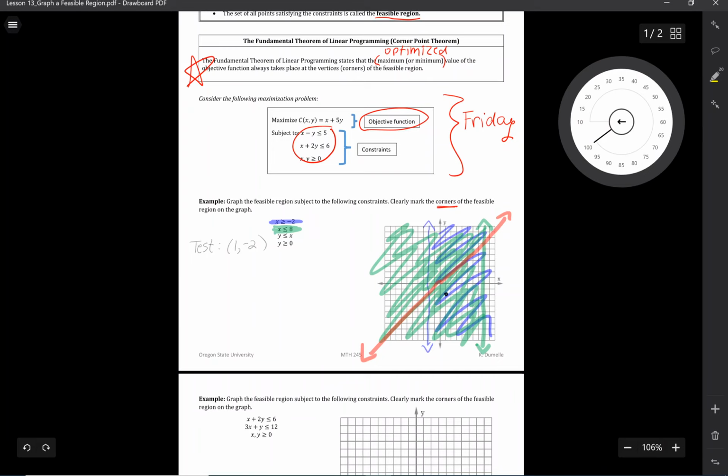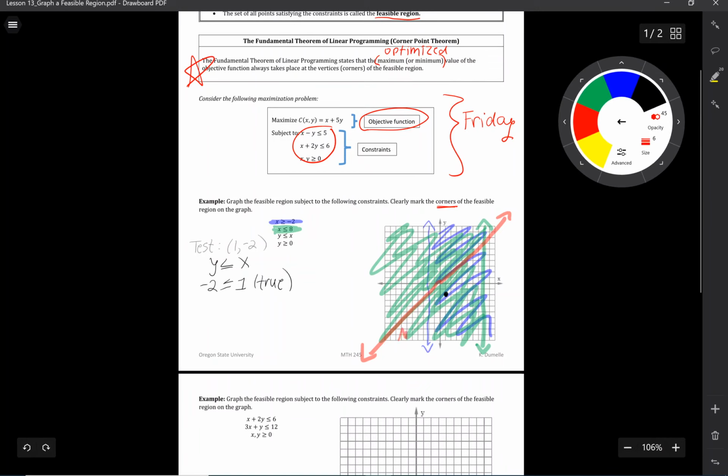That's here on the graph. So I want to see if that point is in my shaded region for this particular function. So y is less than or equal to x gives me negative 2 is less than or equal to 1, which is true. So this point is included in my shaded region, so I need to shade in that region. That means it's this whole thing right here.